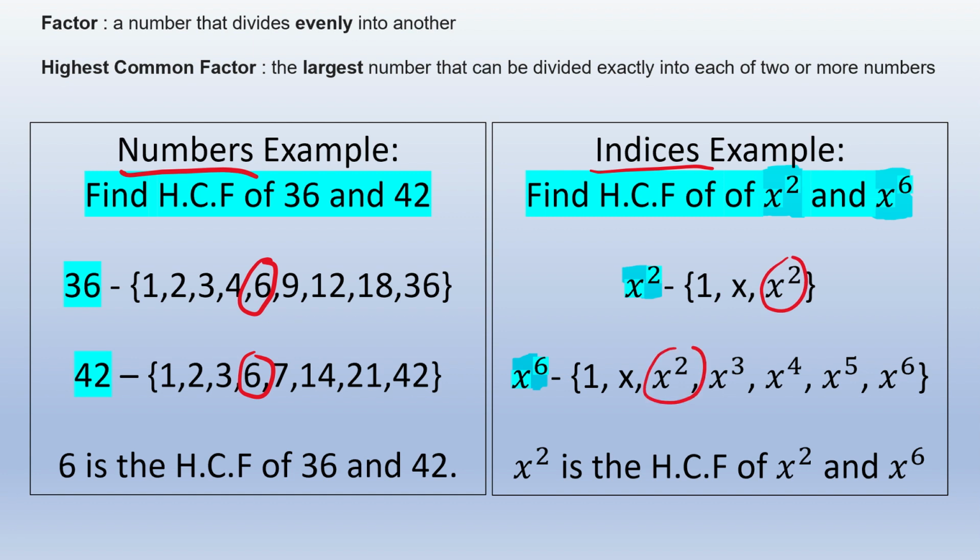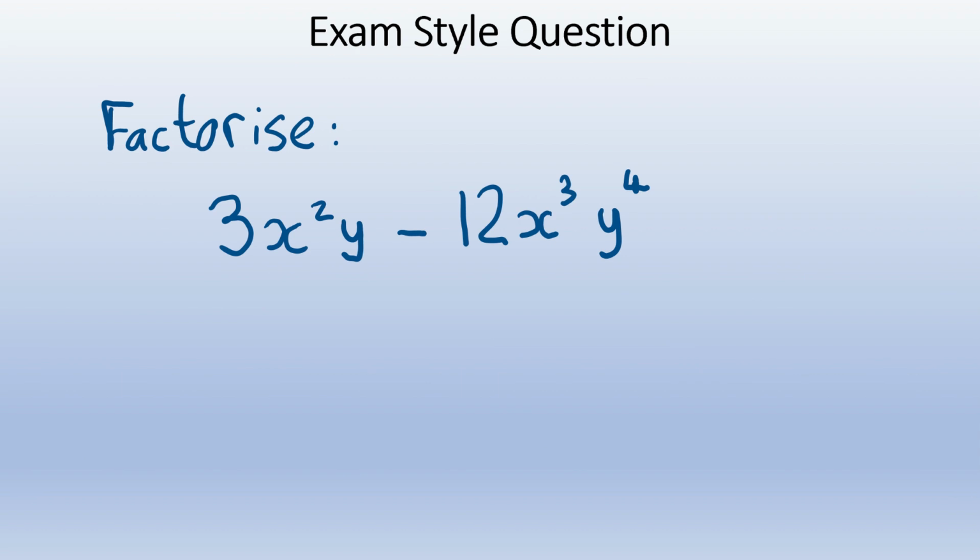What you'll be asked to do is combine those two facts in order to answer an exam style question like this. In this, we've got to take it step by step. The highest common factor between 3 and 12 is 3. The highest thing that goes into x squared and x cubed is x squared. And the highest thing that goes into y and y to the power 4 is y.